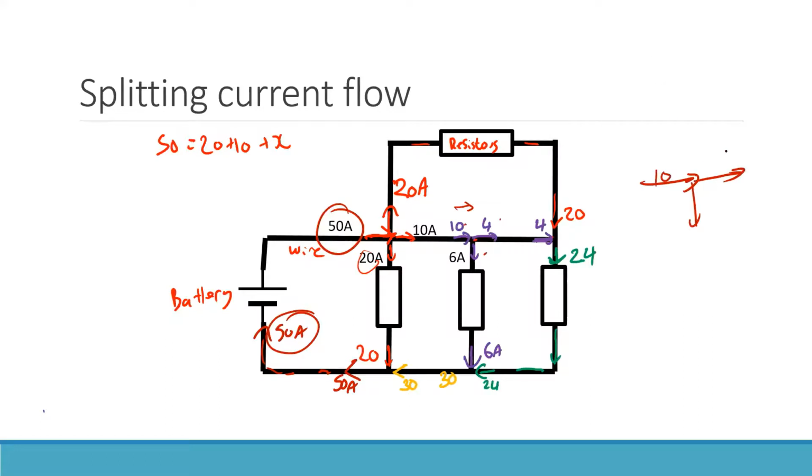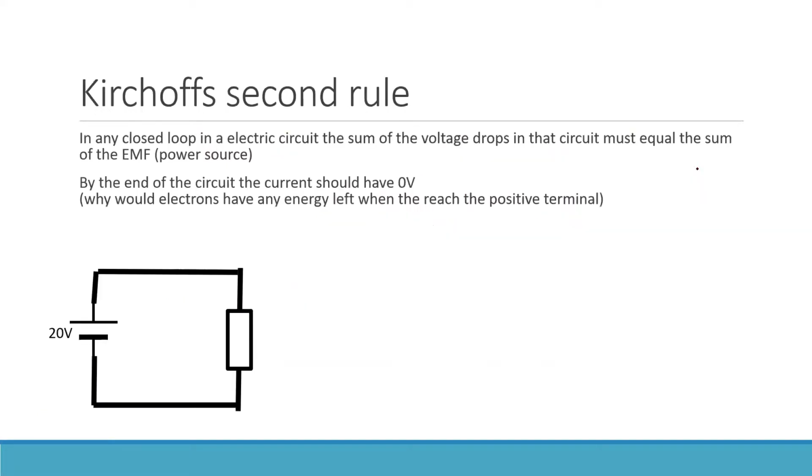And if I had done that on the previous page, it'd be a lot faster for you guys to do. So current splits, okay? Current can split, but we have to make sure that if it does split, what goes in equals what goes out. That's Kirchoff's first law. His second law is not about current. His second law is about voltage.